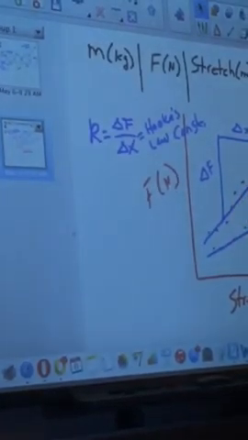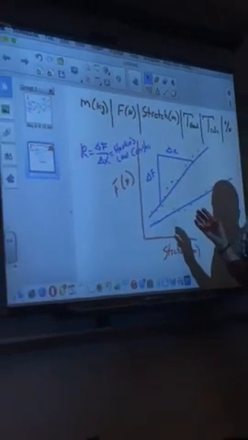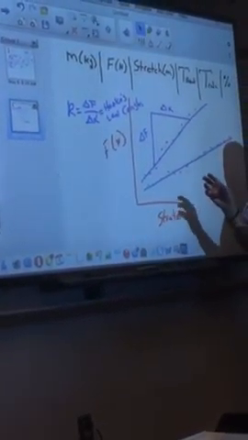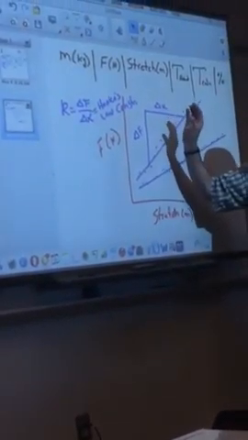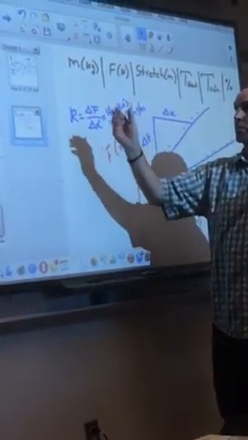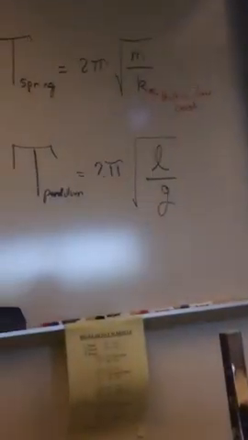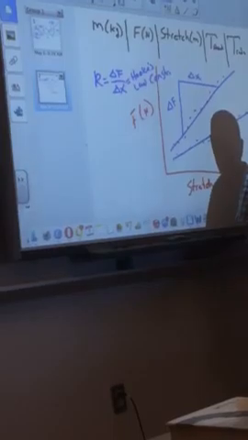Okay? So you need to graph your data from your data table before you can find the slope. You need to find the slope before you can actually do your calculated column for period, because you need the k value in order to put that into your equation.